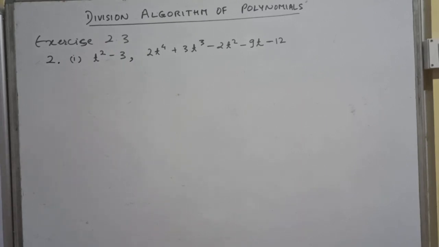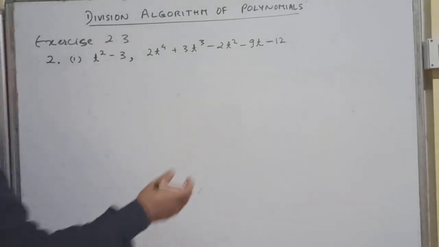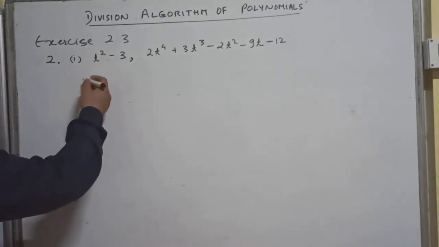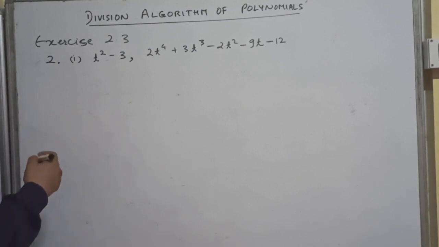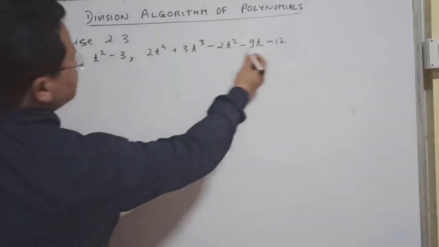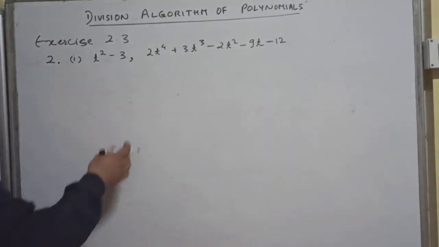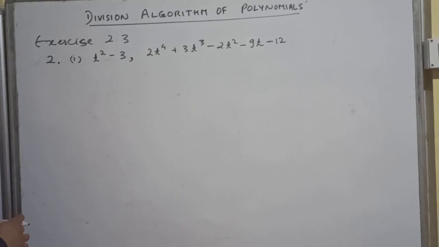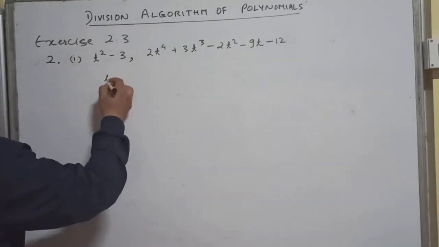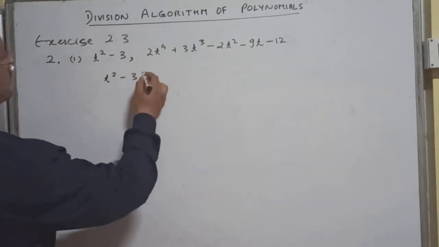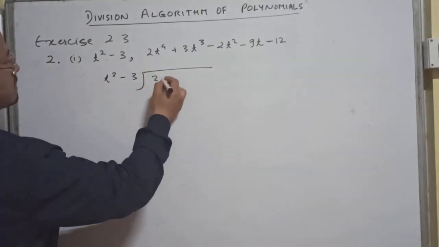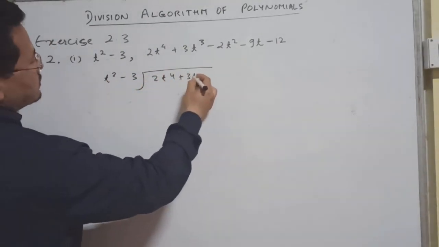A factor basically means that when we divide another number by that number, it leaves no remainder, then we call that a factor. Meaning if we divide this polynomial by the first polynomial, the remainder should be 0. If we don't get remainder 0, then that is not the factor. So we divide the second polynomial by the first polynomial.